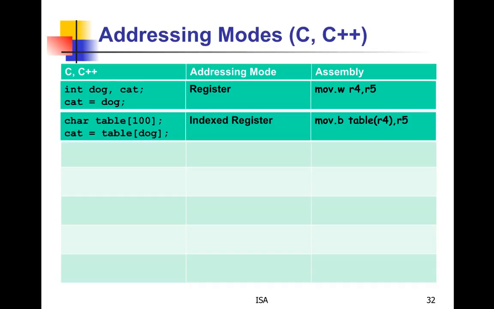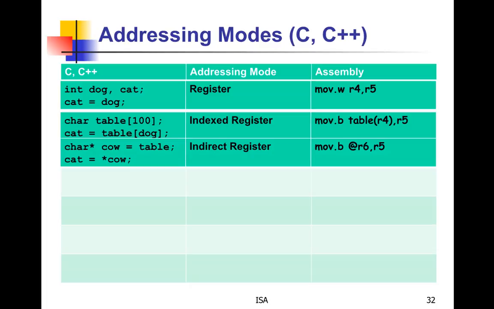Then if you have something like an array, here on the left we have a character array table with 100 elements in it. And over here you can see we're moving table(R4) into R5, which means we're taking whatever number is in R4, that's our index for the array table, and putting it in R5. And you can see it's a .b move because we're moving bytes, because it's a character. That's called indexed register addressing mode.